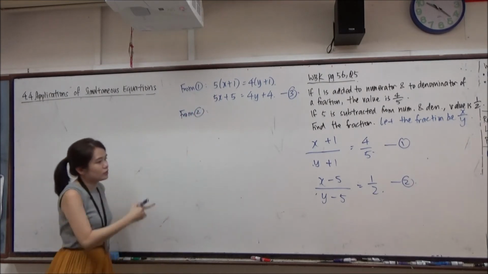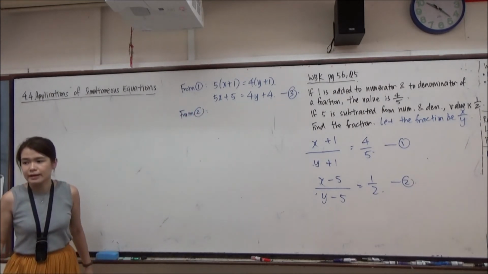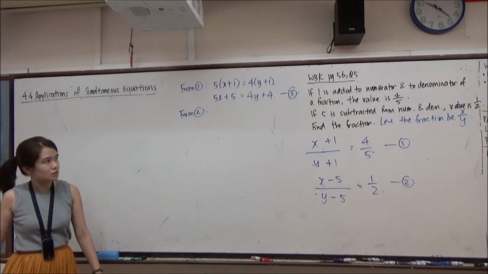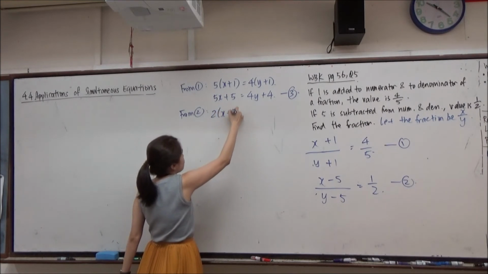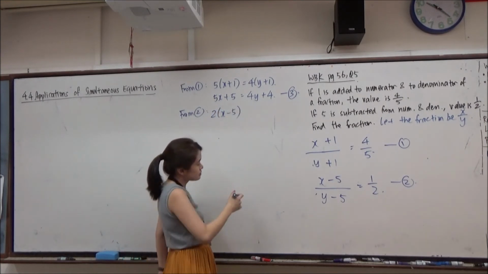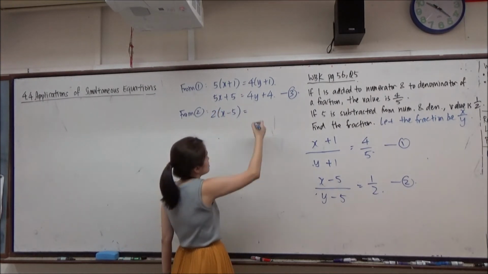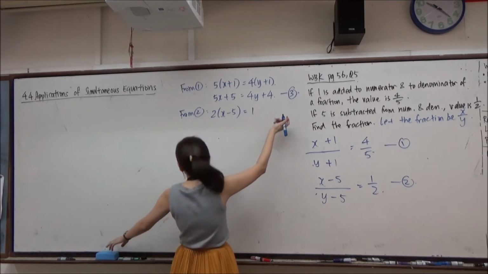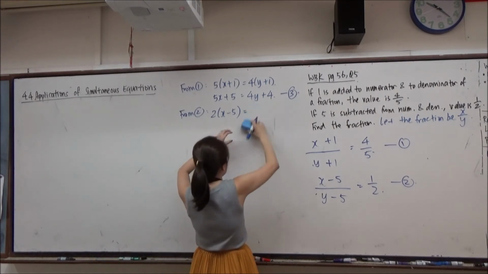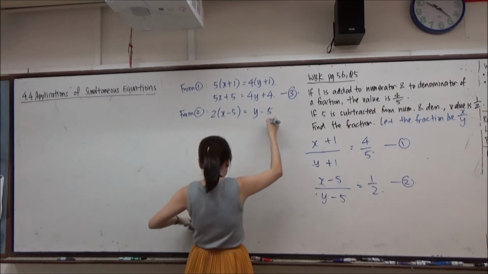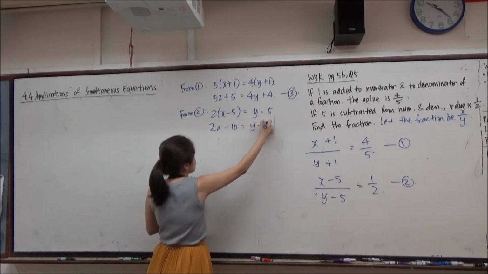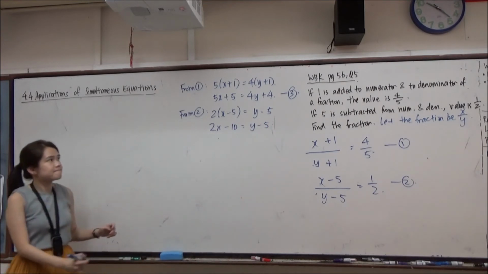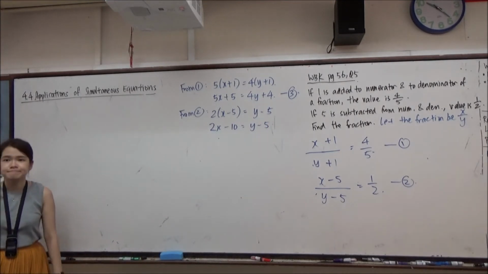So here, what do we get from equation 2 when I cross multiply? 2 bracket x minus 5 equals 1 times y minus 5, that still remains the same, so we get y minus 5. Expanding this, we will get this one.